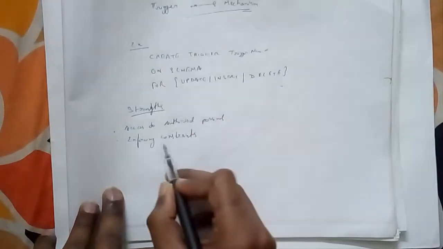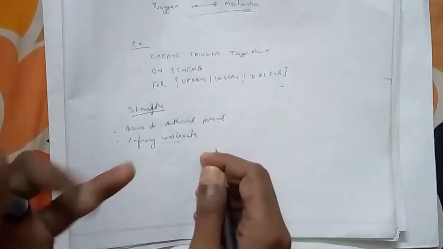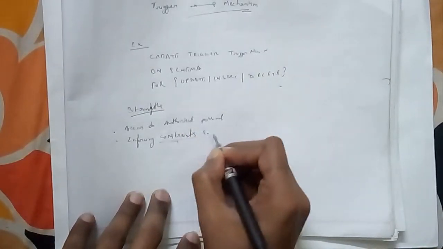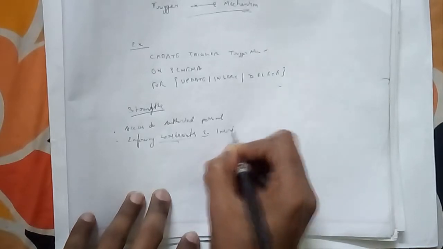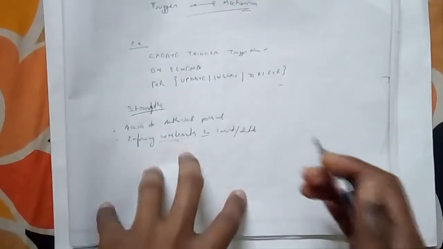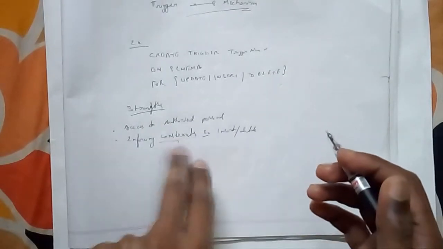You already know what constraints are, right? If you don't, then check my previous video, where I gave conditions. So constraints, for example, you can give on insert or delete. It can be used for enforcing constraints, that is, on insert and delete.